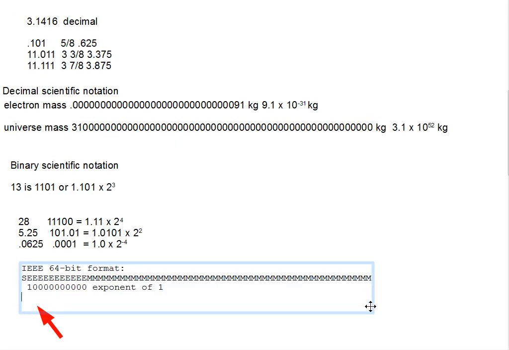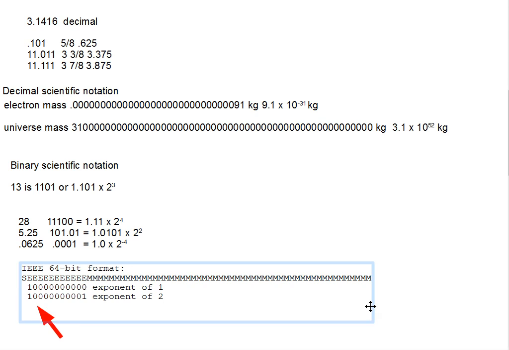Thus, an exponent of 2 would be a 1, all 1, like that. And an exponent of -1 would be 0, 1, 1, 1, 1. That's 1023 minus 1, like that. So we'd have an exponent of minus 1. This is certainly an odd way to represent the range from negative 1023 to 1024, but it is preferred for hardware design reasons beyond the scope of this discussion.